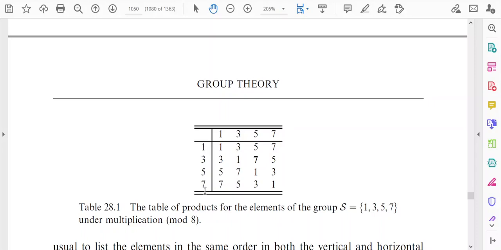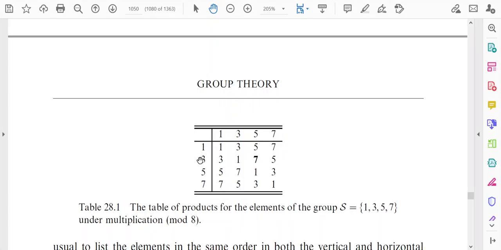Now the rule of the multiplication table is like this. Suppose you want to multiply 1 with other elements. So you have to choose 1. This is 1, and in the header there are group elements starting from 1, then 3, then 5 and 7. So if you multiply 1 with 1, that is 1 into 1, that is 1. Similarly, suppose you want to multiply 1 with 3, then 1 into 3 is equal to 3. Similarly, if you want to multiply 1 with 5, then 1 into 5 is equal to 5. Similarly, 1 into 7 is equal to 7.